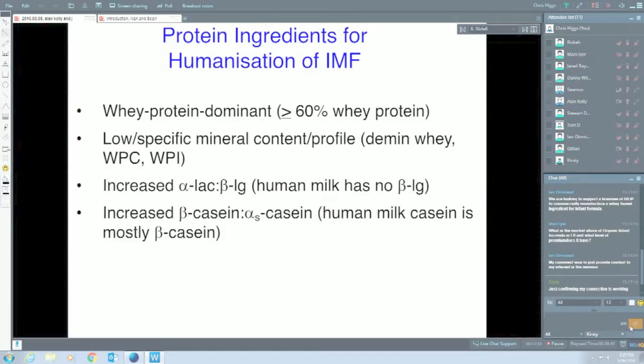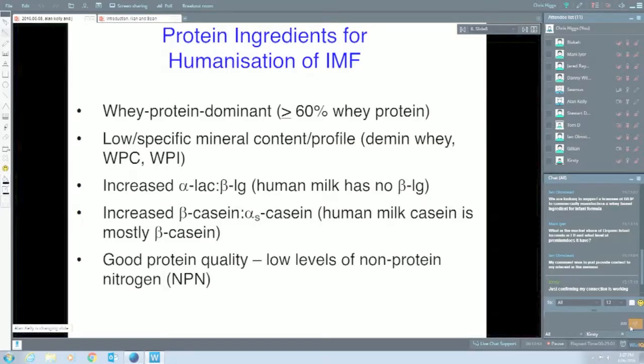We want to think, again, as we mentioned at the start, human milk is beta-casein dominant, so we might think about altering the ratio of caseins, in particular increasing beta-casein. And again, that's going to be one of the main focuses of our session today, some work we've been doing on how to increase or purify beta-casein for use in such ingredients.